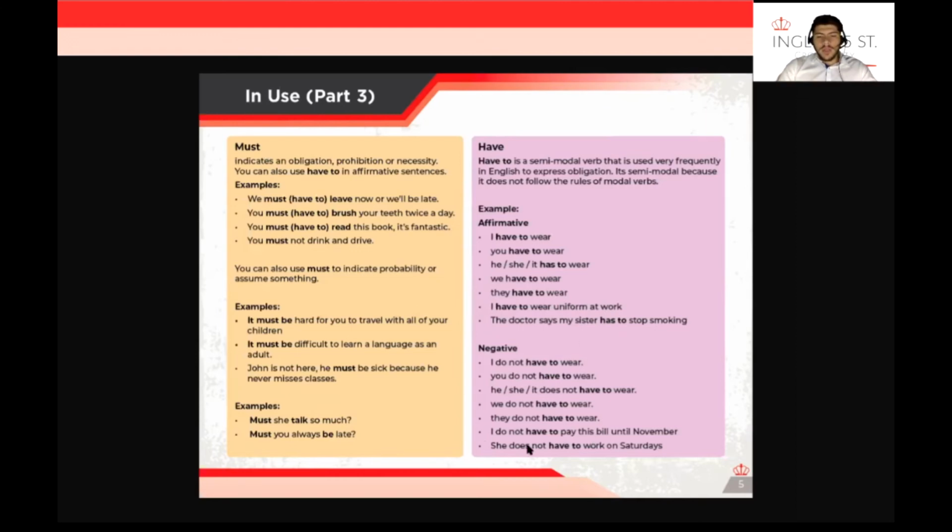And then we have the negative. And I'm going to read it really fast. I do not have to wear, you do not have to wear, he, she, it does not have to wear, we do not have to wear, they do not have to wear. I do not have to pay this bill until November. She does not have to work on Saturdays. Okay, so let's continue with the next page in order to take a closer look at this.